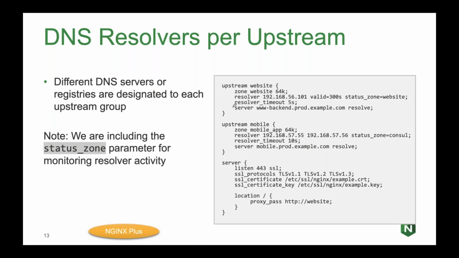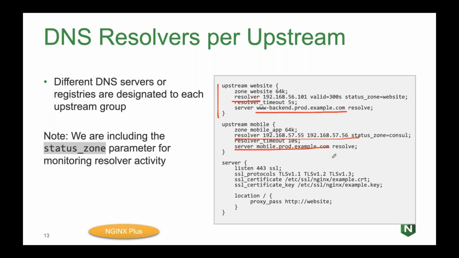Now we can put the resolver directive inside an upstream group. And that means that we can say, for example, here, our website upstream is resolved with this DNS server, and we can expand this host name here into all the IP addresses that deliver it. And for my mobile app, I can use a different set of DNS servers, one or more than one. I can have different timeout values depending on how responsive they are. And again, I can have a single server directive that expands to multiple IP addresses.